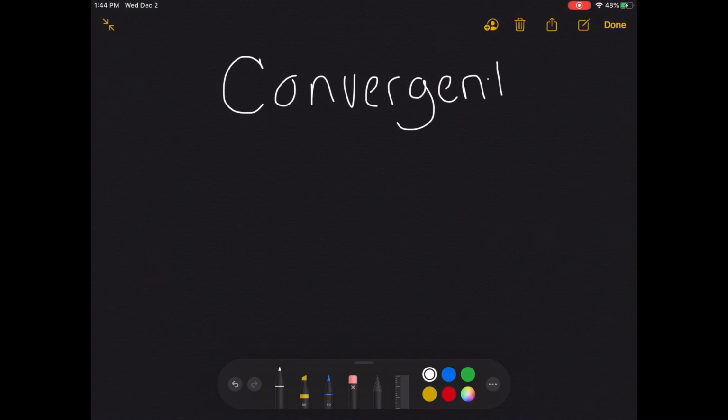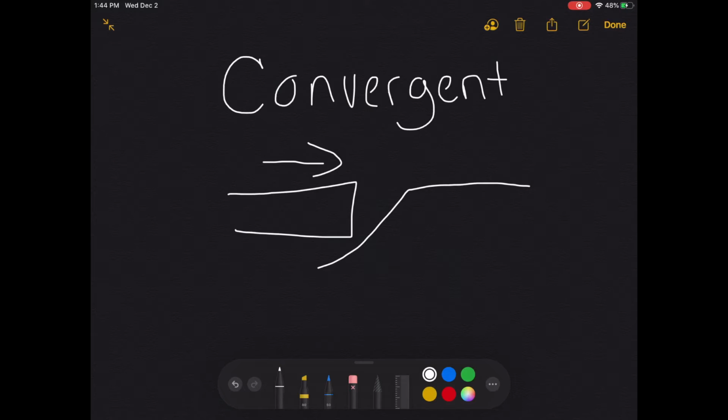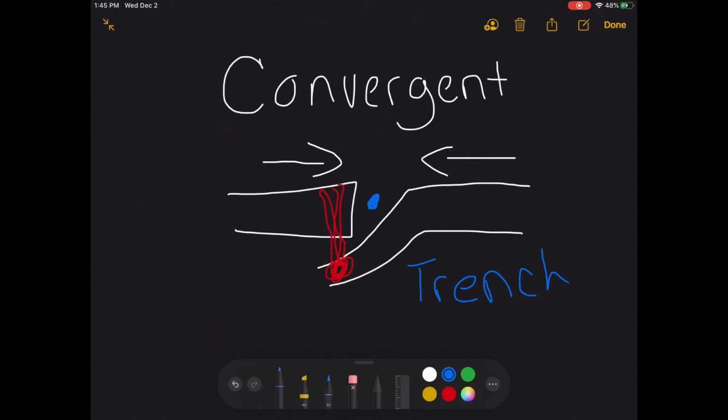In convergent boundaries, there are two plates that come together. When this happens, one dips below the other. When this dip happens, the plate that dips is melted by the magma and rises to the surface. And where this dip occurred, this is a trench. And it kind of looks like this.